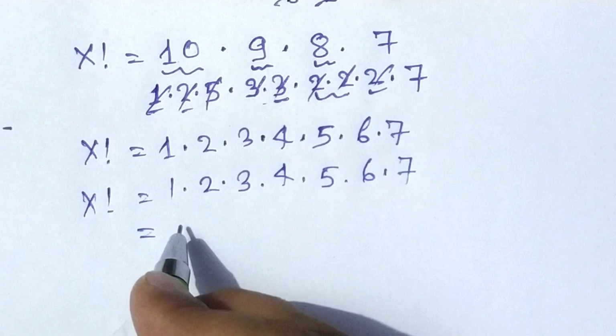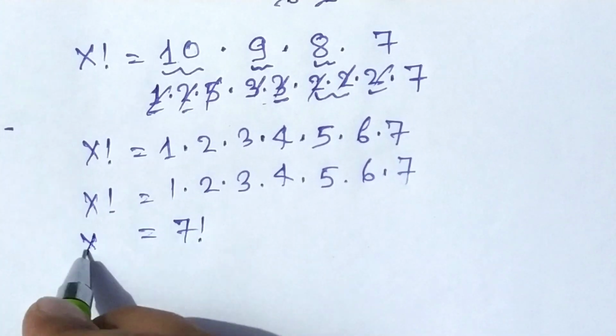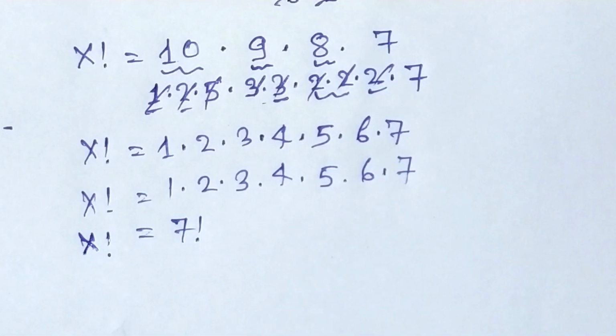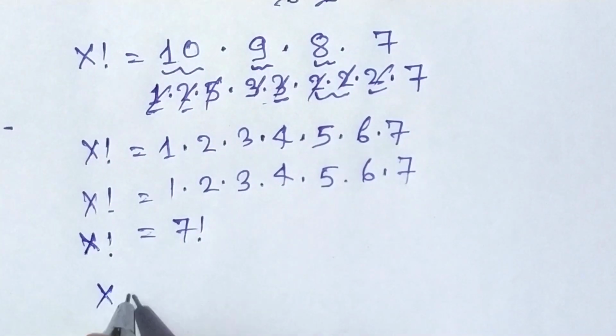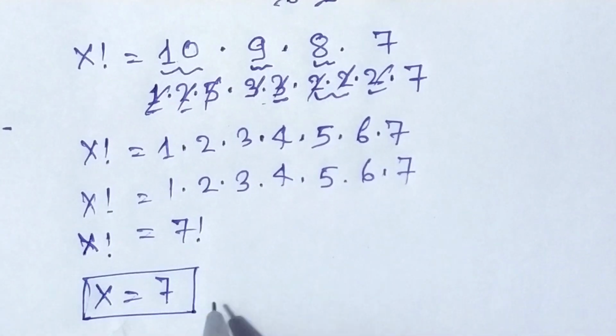It will be equal to factorial 7. Factorial x is equal to factorial 7, so that x is equal to 7. This is our final answer.